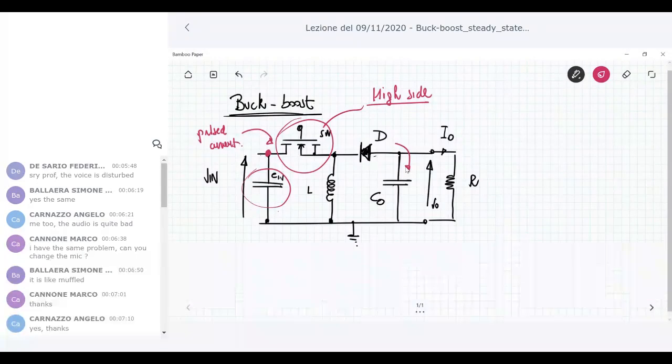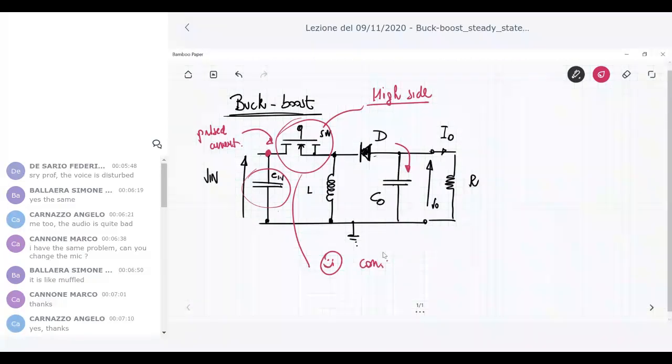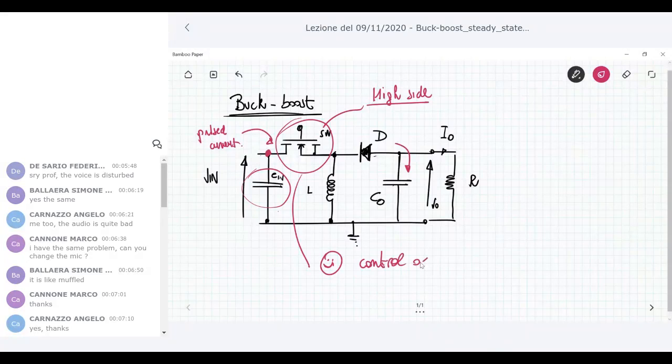Having a high-side switch in series with the input means that I can use this switch to act in a soft-start way, increasing the duty cycle slowly in order to manage the input current. So this can also be a benefit: good control of inrush current.